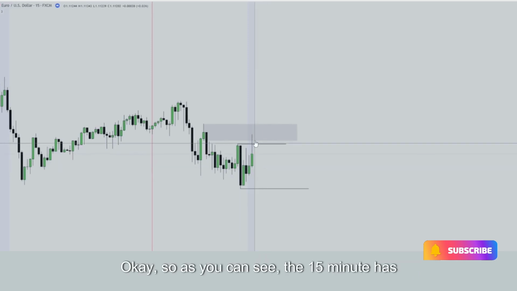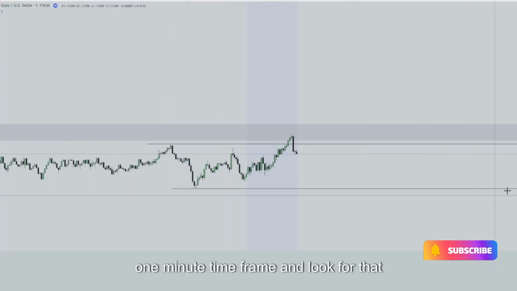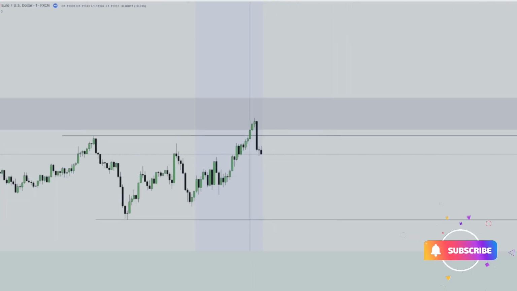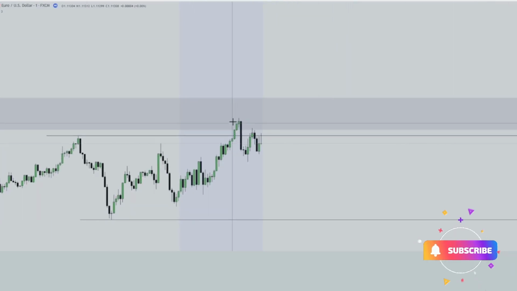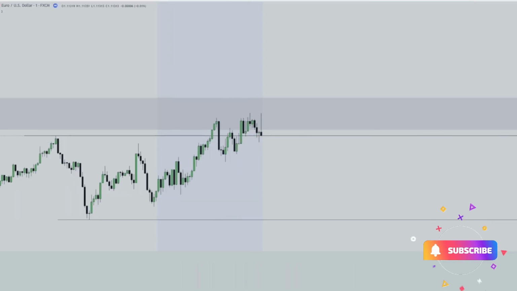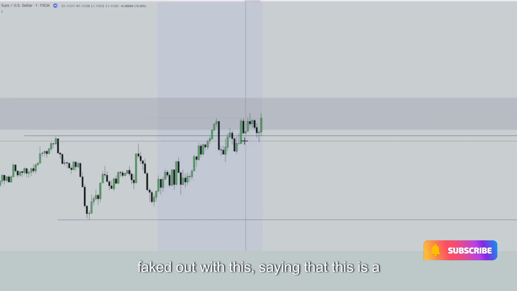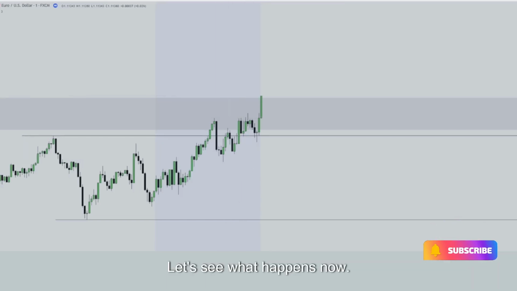Okay, so as you can see, the 15-minute has swept liquidity, and all we do is go to the 1-minute time frame and look for that market structure shift. Okay, so as you can see, price is making highs and lows again and again. Some people would be faked out with this, saying that this is a market structure shift. Let's see what happens now.